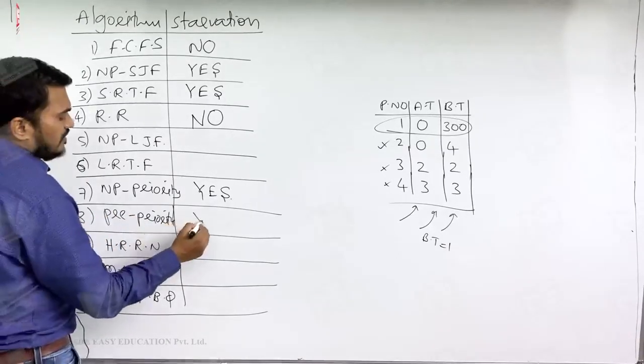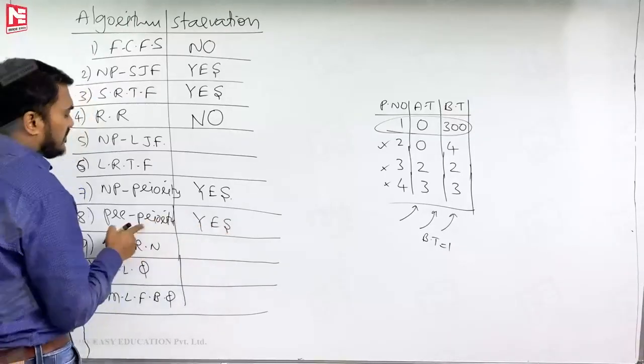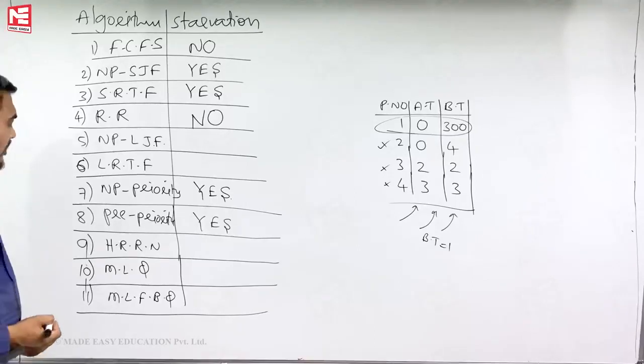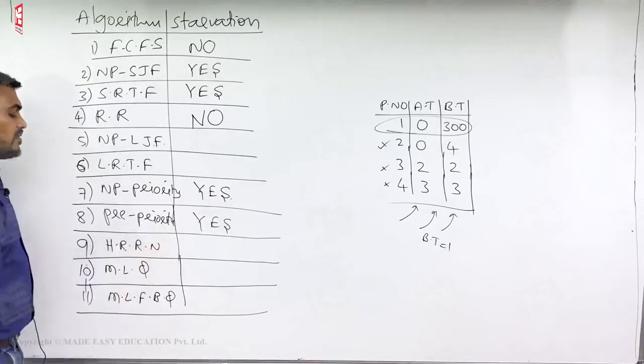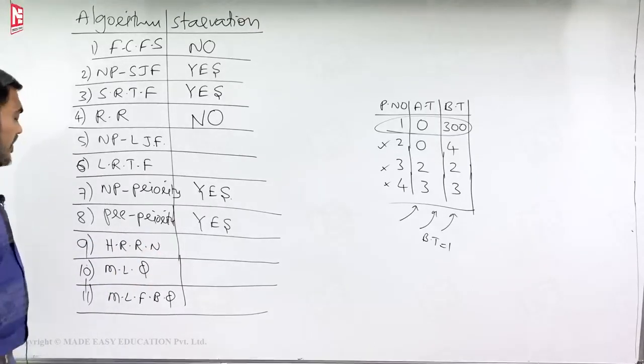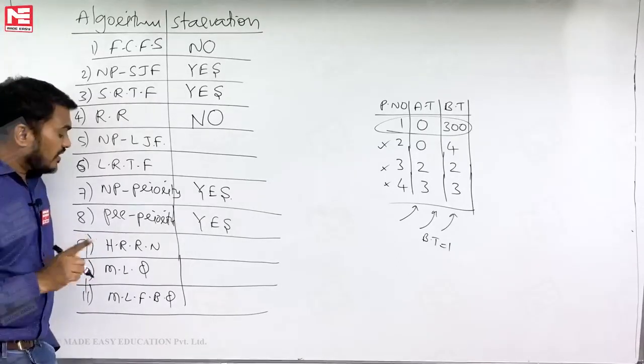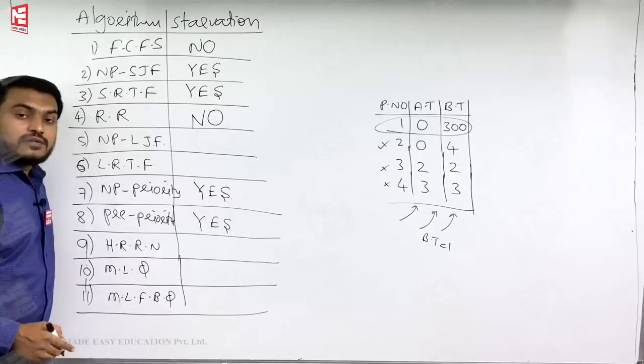Do you have starvation? Yes. So same thing, if the high priority process keep on coming, the low priority will go into what? Starvation. Next, highest response ratio. Think and tell me. एक statement लिखे थे अपन, notes में एक statement लिखे थे. So think and tell me. Highest response ratio. Next, do you have starvation here?